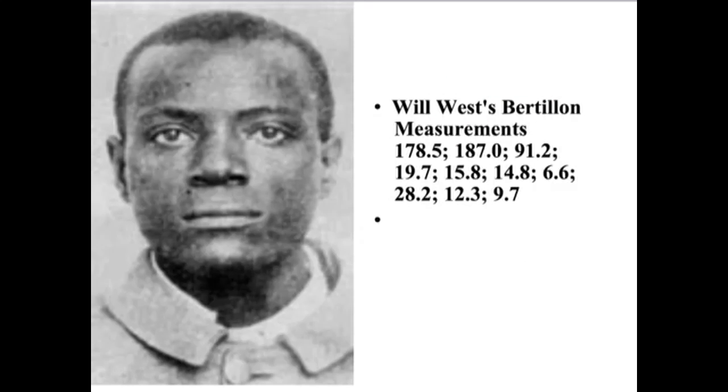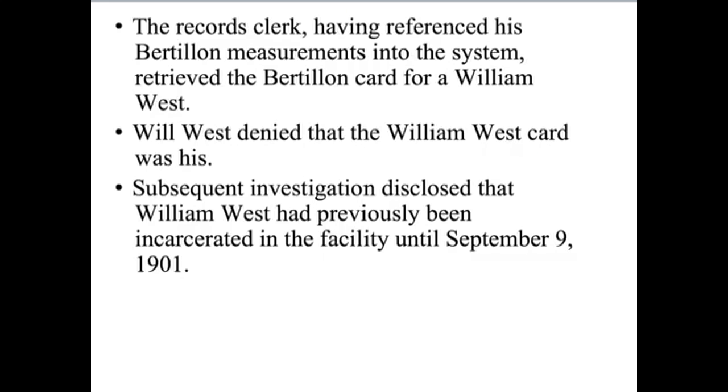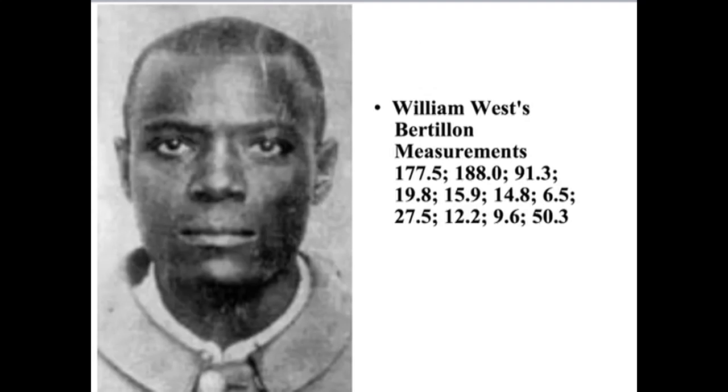So those were his measurements, as recorded in that method. Now, the records clerk referenced having a card for William West. Will West denied that was his card. Subsequent investigation revealed that William West had been incarcerated at that facility in 1901. This is William West's Bertillon measurements.